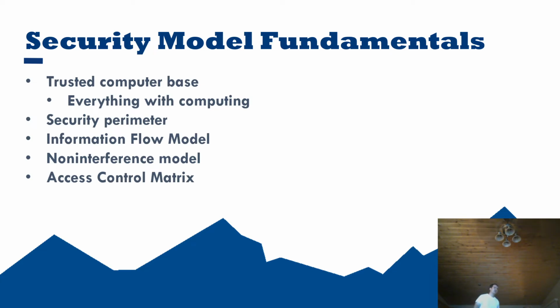So the non-interference model is kind of the opposite of that. It's looking at where the information doesn't flow, basically. And then finally, the access control matrix is there to have a list of user groups, most likely.